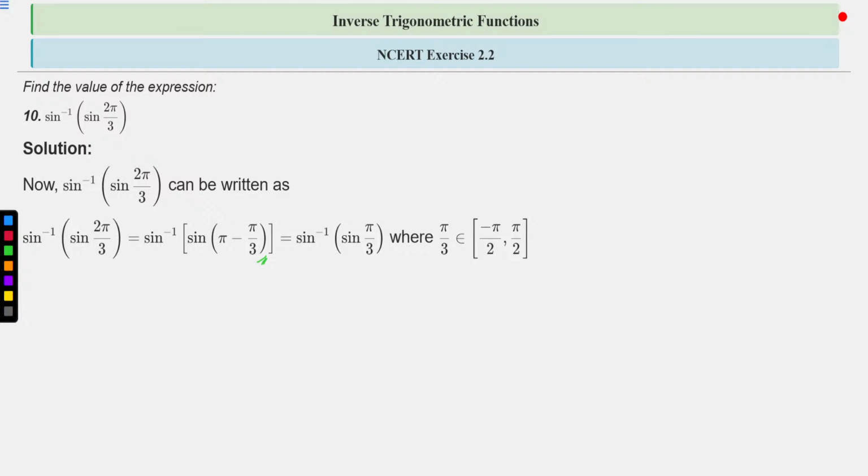Now this pi by 3 belongs to minus pi by 2 to pi by 2. Therefore, we can write sine inverse sine 2 pi by 3 as equal to sine inverse sine pi by 3, which is equal to pi by 3. Clear? Therefore, pi by 3 will be the correct answer.